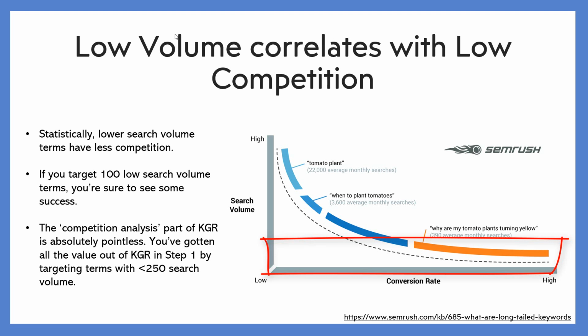So my hypothesis would be, if someone did 100 articles that were all KGR compliant, and someone else did 100 articles and all they did was find 100 articles with search volume under 250, those people would have the exact same amount of success. Because the only value you're getting out of the KGR is you're forcing yourself to write articles for the long tail. The competition analysis side of it, it's junk, it's pointless, it does nothing.